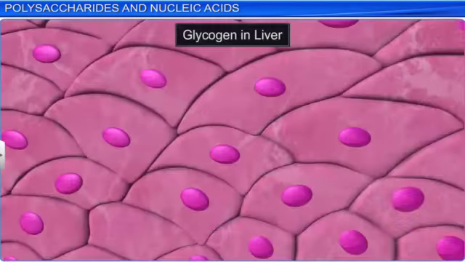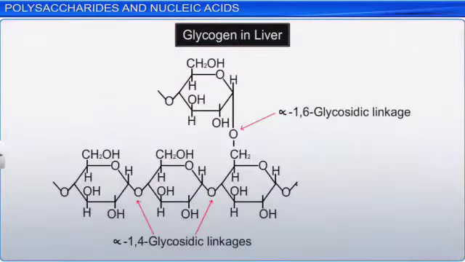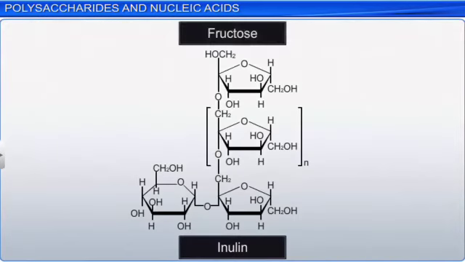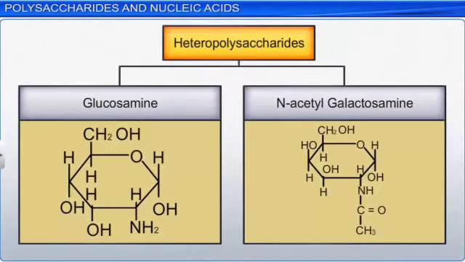In animals, glycogen acts as a homopolymer formed of glucose as a monosaccharide unit, a variant of starch. Inulin is a polymer of fructose. Polysaccharides, which are formed of more than one type of monosaccharide unit, are called heteropolysaccharides or simply heteropolymers. They are complex in nature, with amino sugars and chemically modified sugars as building blocks.